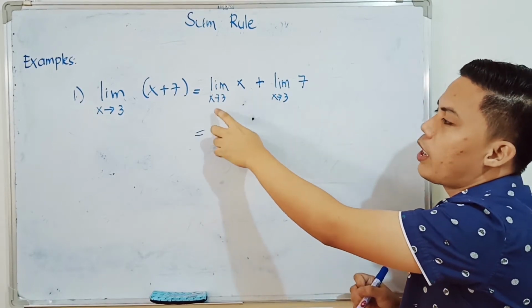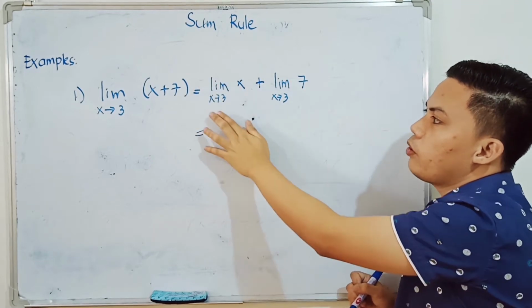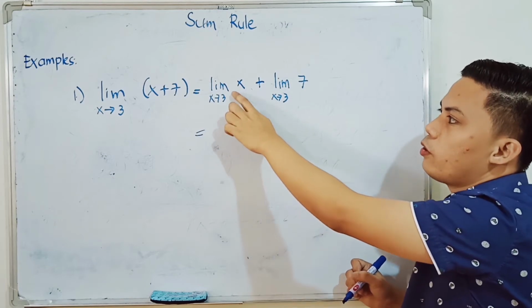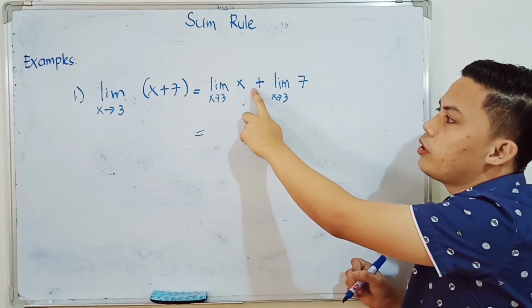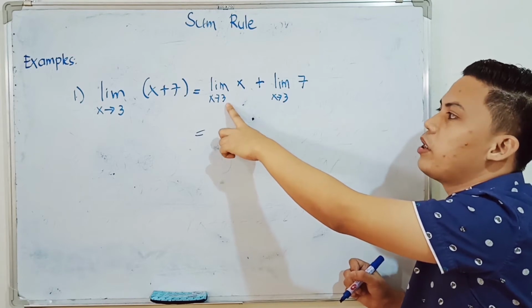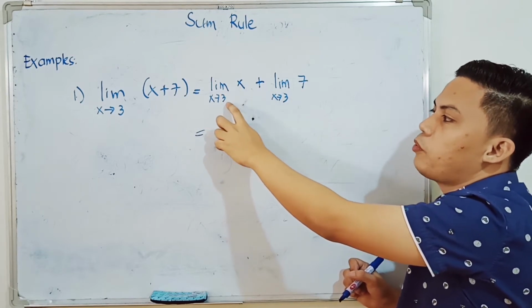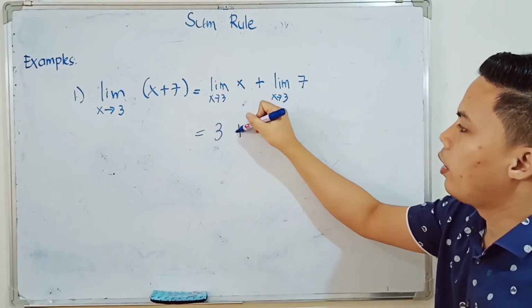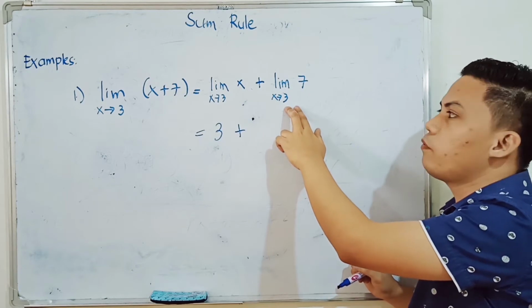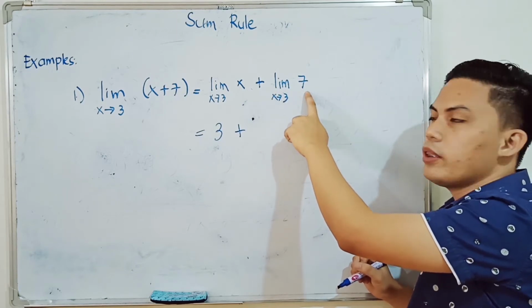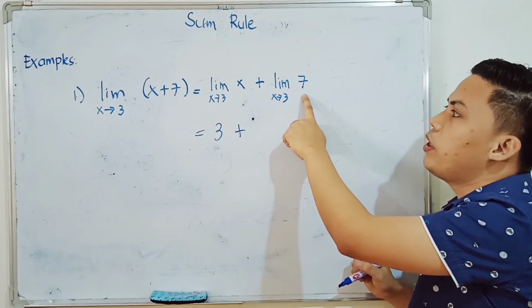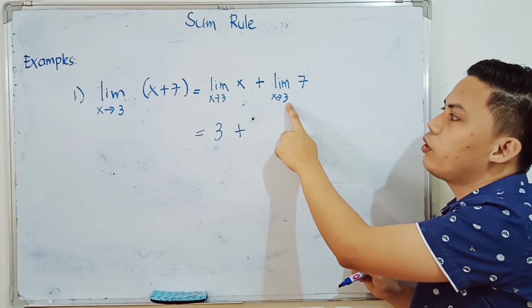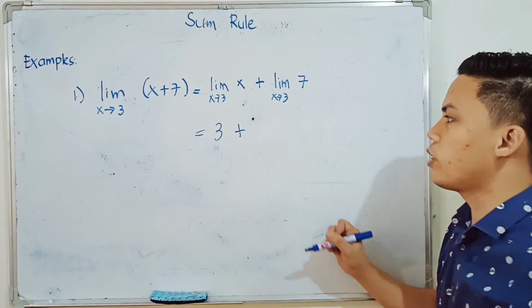So, limit of x as x approaches 3. Again, pag ito yung given natin, this would be the limit of identity function, right? So, we have the variable. So, yung magiging sagot niya is yung number na ina-approach natin sa limit. So, the limit of x as x approaches 3 is simply equal to 3. And based naman sa second theorem natin, if we're going to get the limit of a constant, then its answer is simply equal to the given constant. So the limit of 7 as x approaches 3 is just equal to 7.